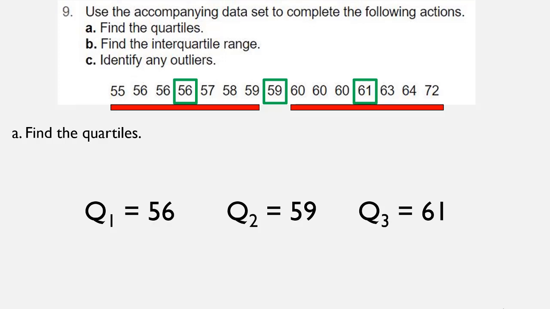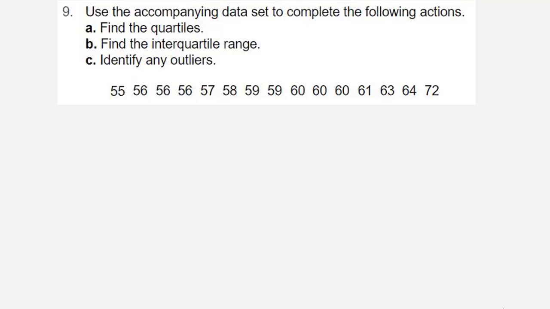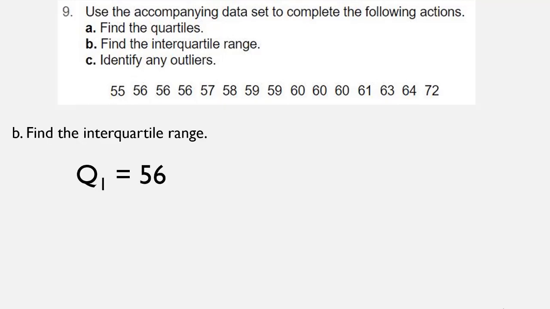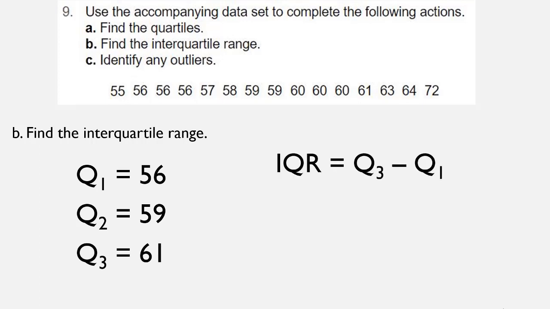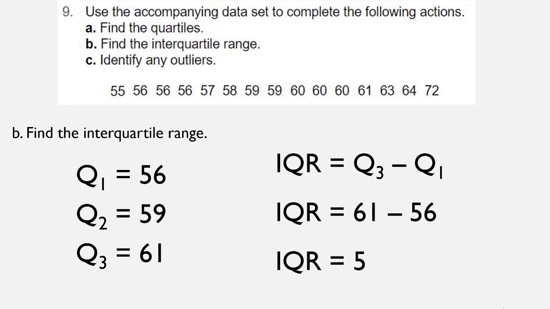Once we've got those quartile values in place, we can find the interquartile range. So the interquartile range is going to be the difference between the third and first quartiles. We found out that our third quartile was 61 and that our first quartile was 56. So the IQR will be 61 minus 56, and 61 minus 56 is equal to 5. So the IQR value here is 5. We use that IQR to help us determine any outliers.